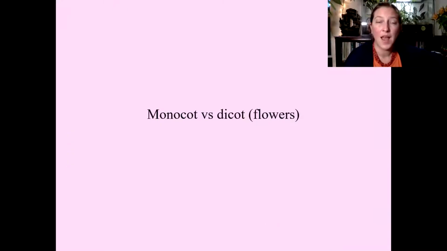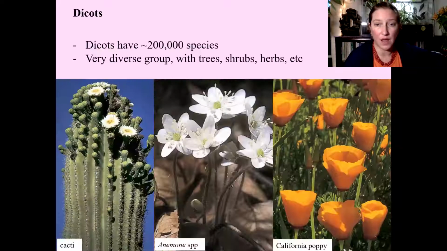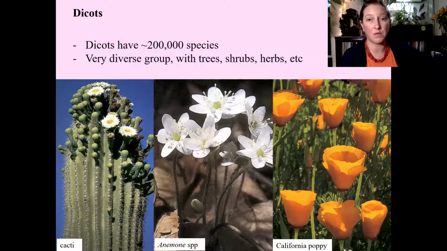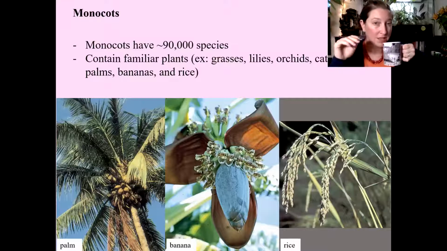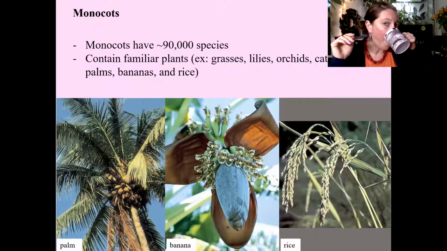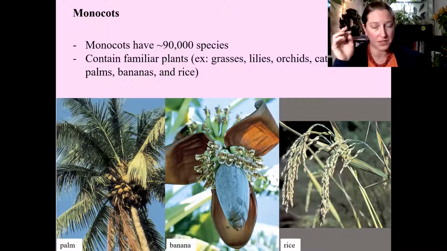Okay, all right, monocot versus dicot flowers. We've already seen this slide, right? Dicots have about 200,000 species and they're a very diverse group of plants with trees and shrubs and herbs, etc. And monocots, we've seen this slide as well. Still a lot of species, 90-ish thousand, with some very familiar players such as your grasses and orchids and palms and bananas.